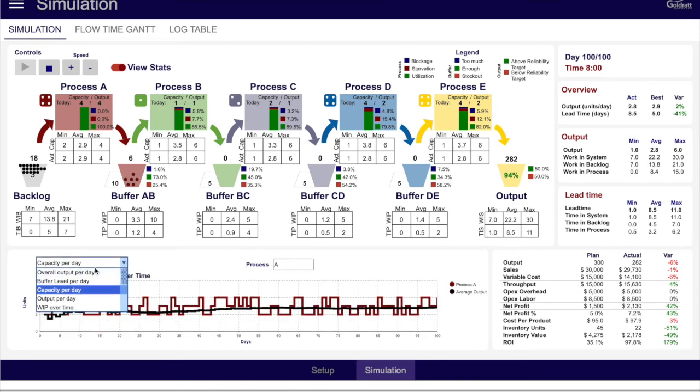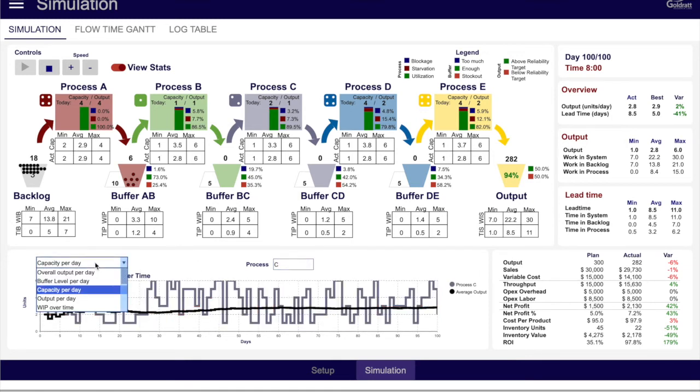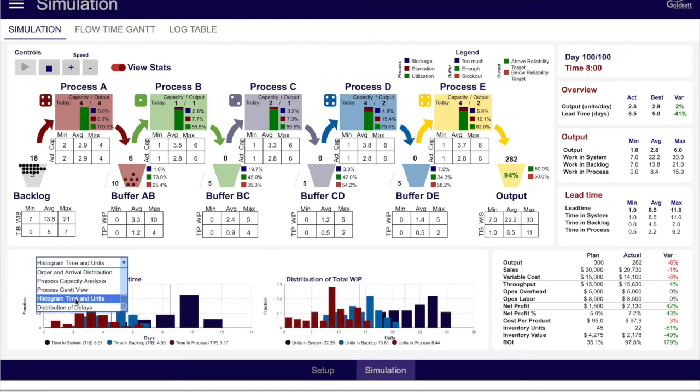We also look at capacities per day, and you can view it for any of the machines and see how that varies. And we even have histograms here to show you what the distribution of the total lead times are and the distribution of the total WIP is. But let's get back to the little process Gantt chart.